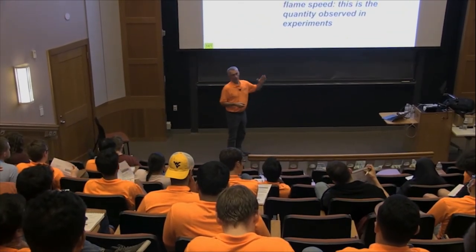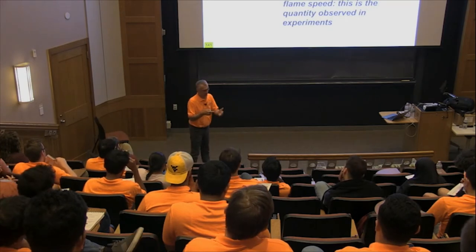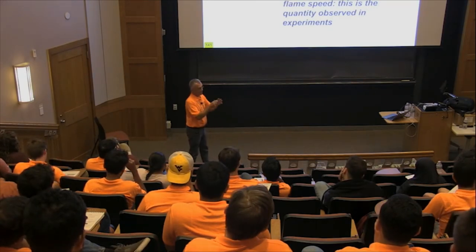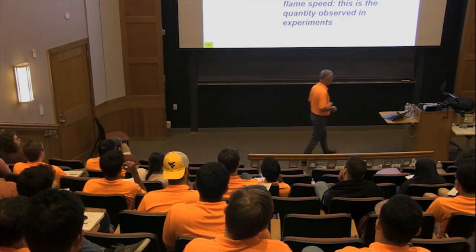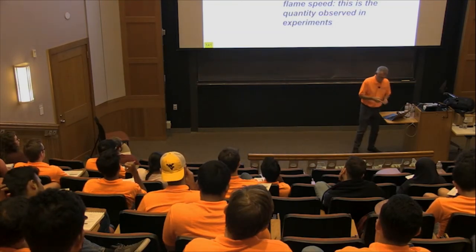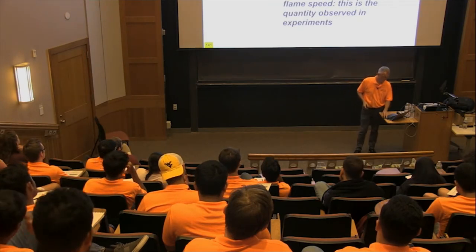And this is what you can observe in the experiments. When you do an experiment, you don't know the flame speed, but you will see dr/dt. You just have to measure it versus time. And a big problem that we will discuss after the break is how can you use measurements of dr/dt to get sc? Because this is how you obtain it.